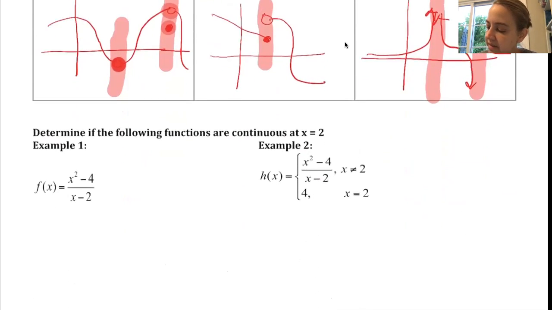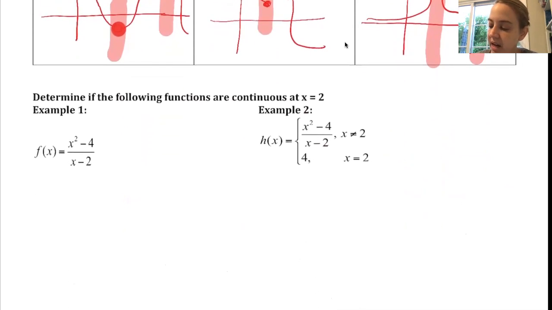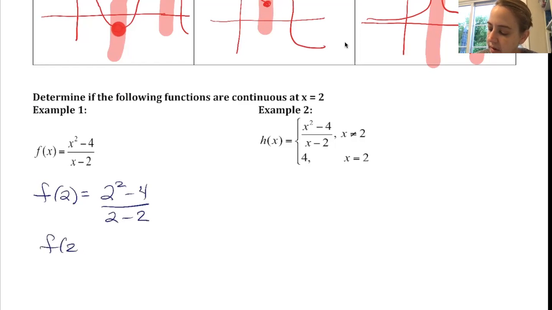So determine if the following functions are continuous at x equals 2. Well, in order to try that, you want to substitute a 2. So let's find f of 2 equals, well, let's put the 2 in. 2 squared minus 4 over 2 minus 2. Well, f of 2 is 4 minus 4 over 2 minus 2. This leaves us with 0 over 0.